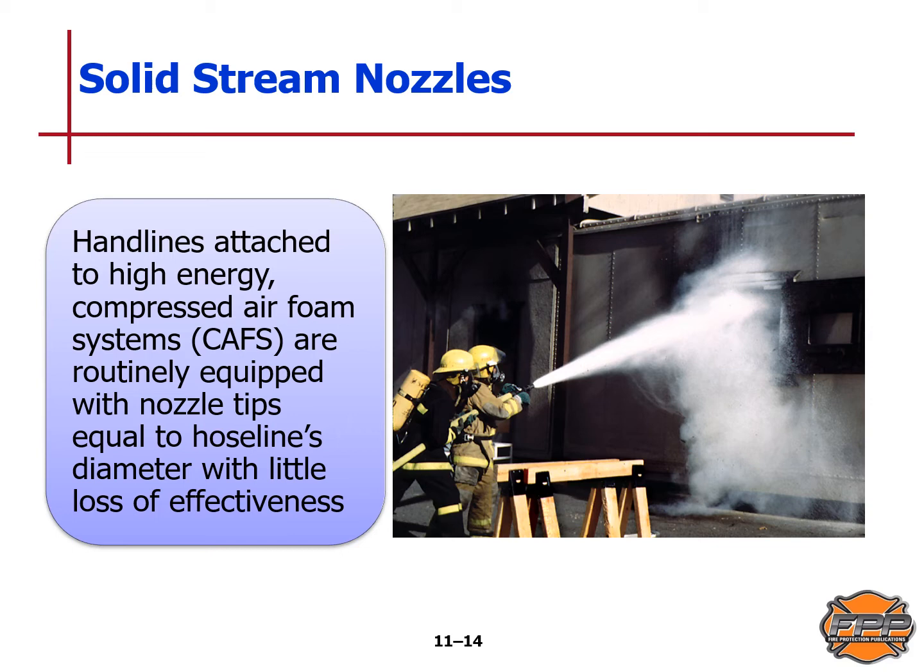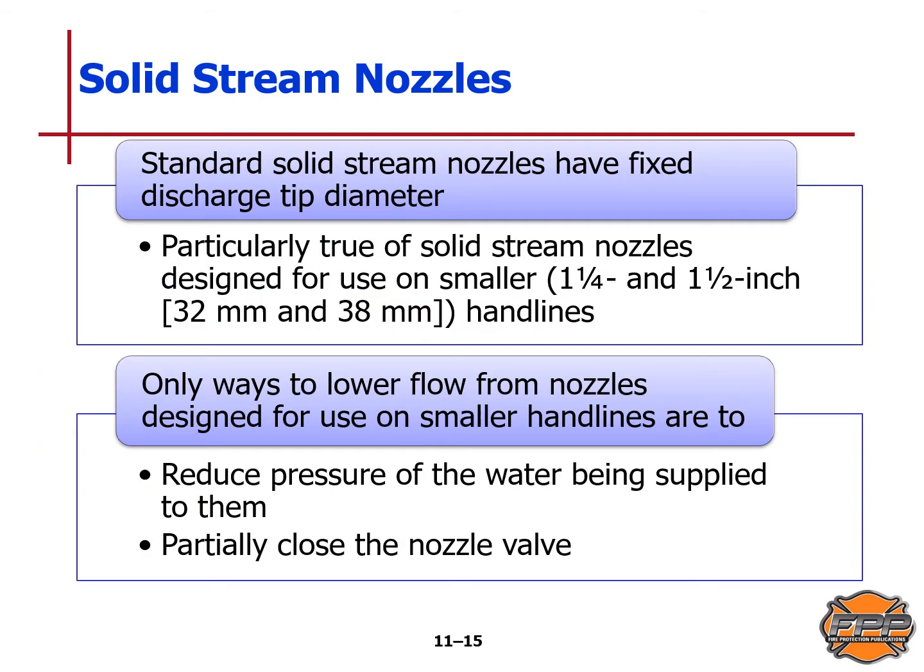Handlines attached to high-energy compressed air foam systems, or CAFS, are routinely equipped with nozzle tips equal to the hose line's diameter with little loss of effectiveness. A standard solid stream nozzle has a fixed discharge tip diameter. This is particularly true of solid stream nozzles designed for use on smaller 1.25 to 1.5 inch, or 32 to 38mm, handlines.